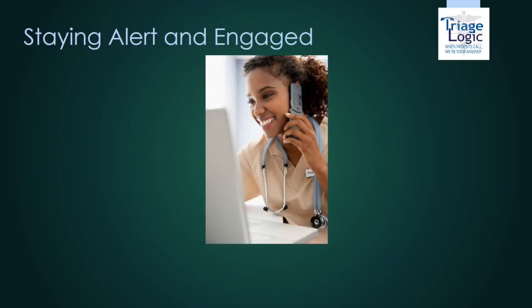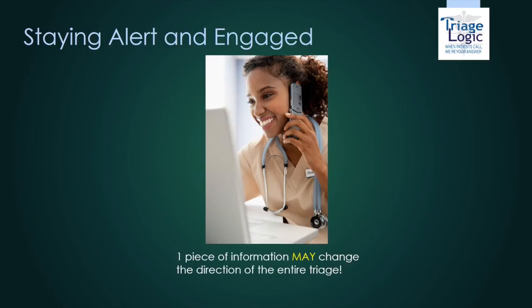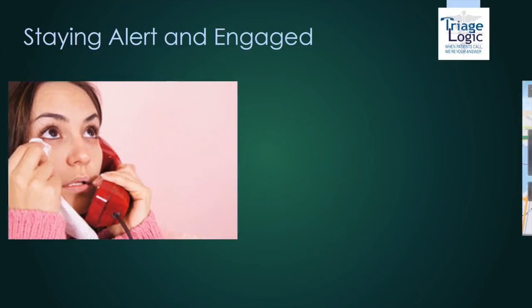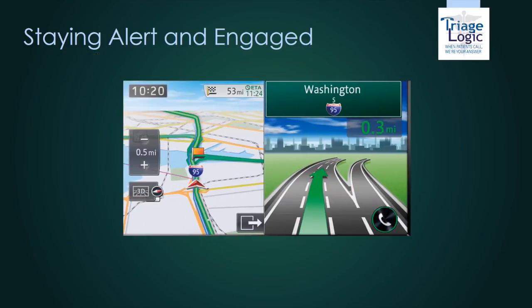The nurse must be alert and engaged during the entire call. Sometimes a single piece of information can change the direction of the entire triage. Remember Sarah? She called because she had a mild sore throat and abdominal pain. Very early in the initial assessment, the nurse should rule in or rule out the possibility of pregnancy. Depending on Sarah's response, the nurse is going to ask different questions and use an entirely different protocol. In other words, she's going to change the route and destination in her GPS.